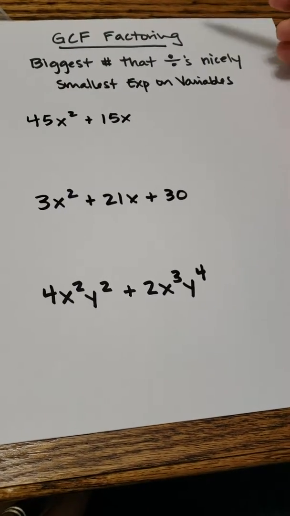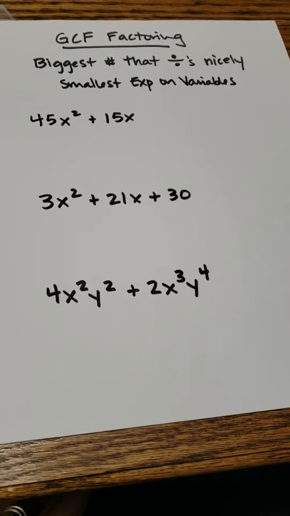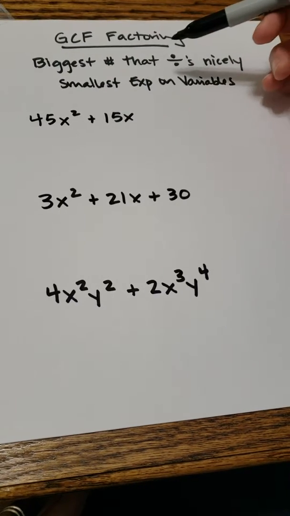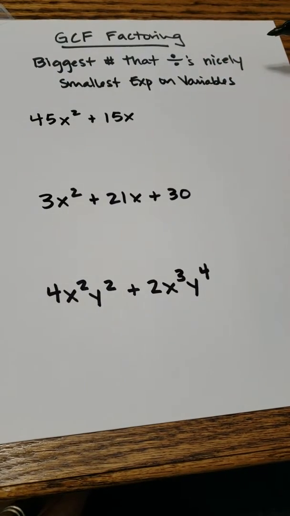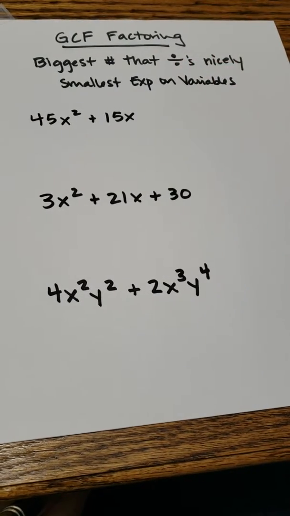Alright guys, so this video is going to be on GCF factoring. We should always check for a GCF first, no matter what kind of problem it might look like, because remember we have those two-step problems. For the coefficients, we always want to find the biggest number that divides nicely into all of those terms. And for our exponents, it's just whichever one has the smallest, because that's what we can say that all of those terms have.